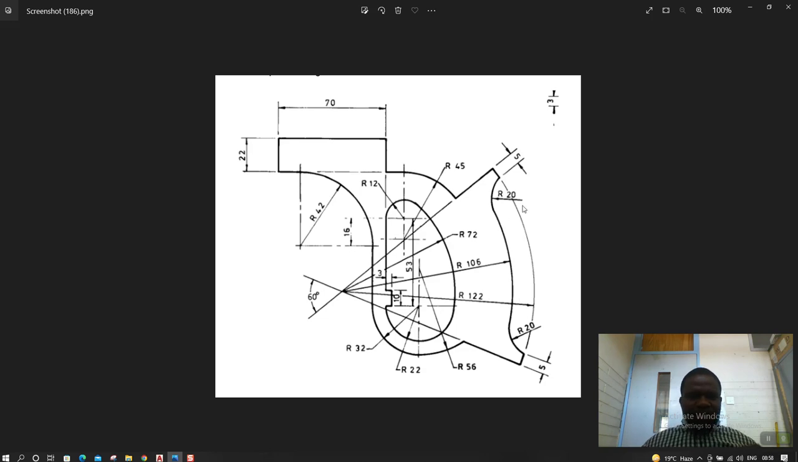So this was the first version of this tutorial. I'm now going into AutoCAD to start to draw the shape using AutoCAD. So check the next tutorial.